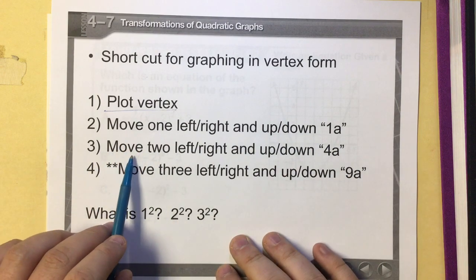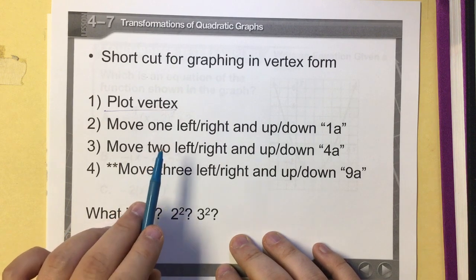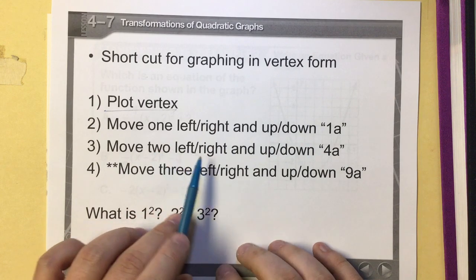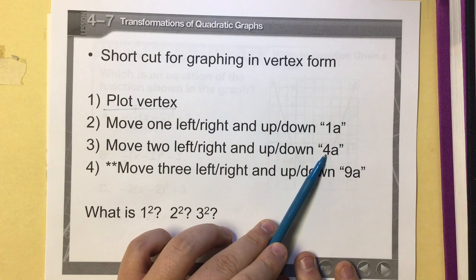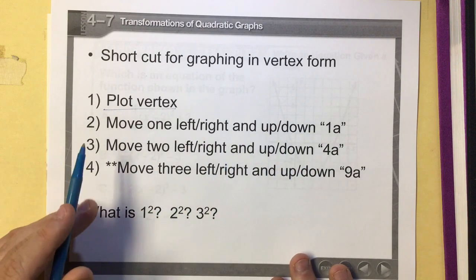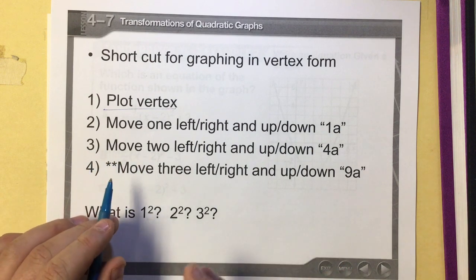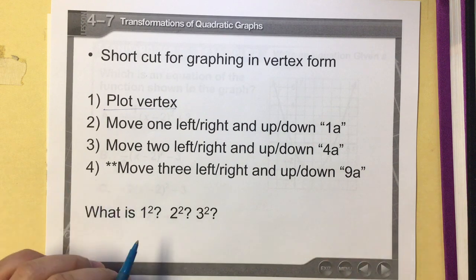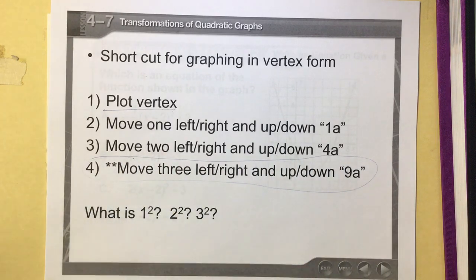We can get 2 more by moving 2 places from the vertex. This is 2 from the vertex. Move 2 places to the left of the vertex, and then you go up or down, depending if A is positive or negative, 4A units. So you go to the left 2, and then 4A units vertically. Make a dot. Move 2 places to the right of the vertex, and move 4A places vertically. This one here, we're not actually going to draw this on our graph because it's usually going to be too far away that it goes off the graph.